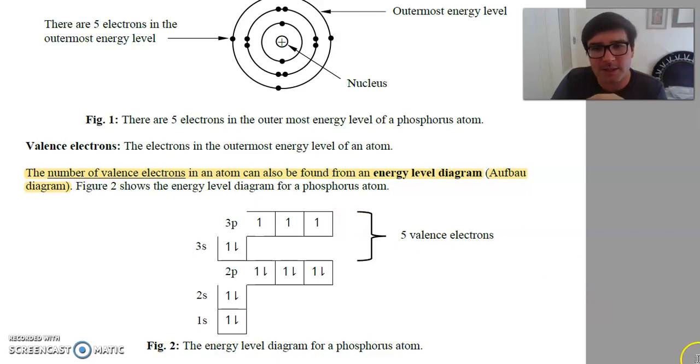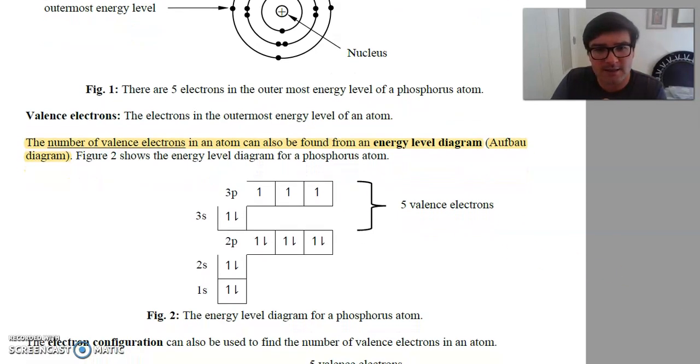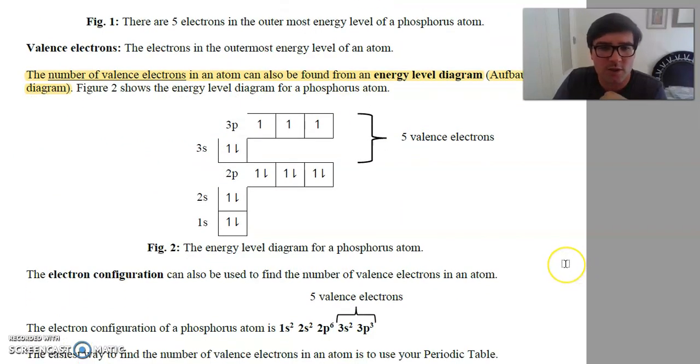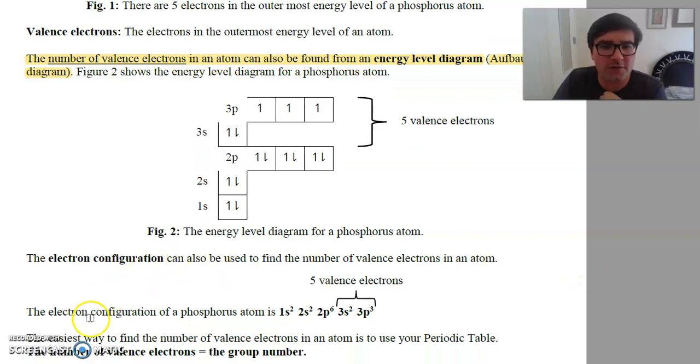Okay, now this is a bit tedious writing these diagrams like that, and that's why we've developed a shorthand, which we call an electron configuration. Electron configuration, also sometimes called the SP notation, is a shorthand for this Aufbau diagram. So in the 1s orbital, we've got 2 electrons, so we represent it with a superscript. In the 2s orbital, we've got 2 electrons. In the 2p orbital, we've got 6, and then we've got 2 electrons in the 3s orbital and 3 electrons in the 3p orbital.